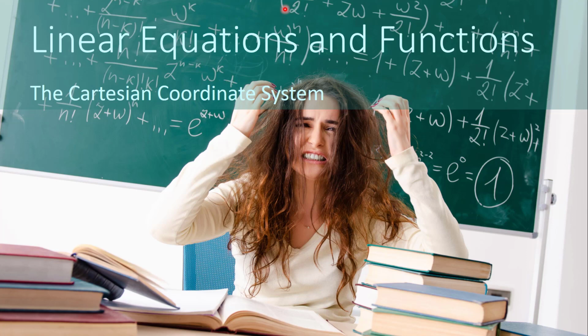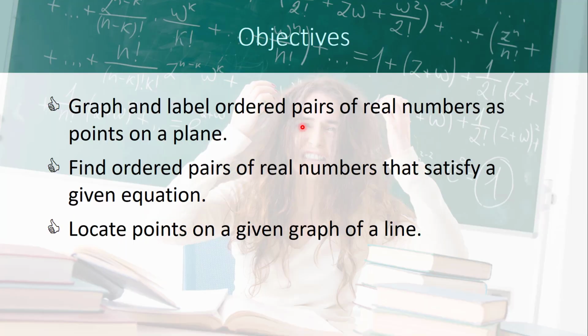Hi everybody, in this video we're going to cover section 4.1, the Cartesian coordinate system. In this lesson we are going to cover the following points. First, we are going to graph and label ordered pairs of real numbers as points on a plane. Second, we are going to find ordered pairs of real numbers that satisfy a particular equation. And thirdly, we are going to locate points on a given graph of a line.